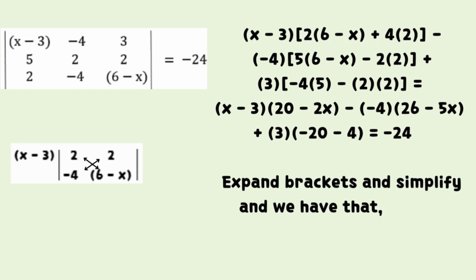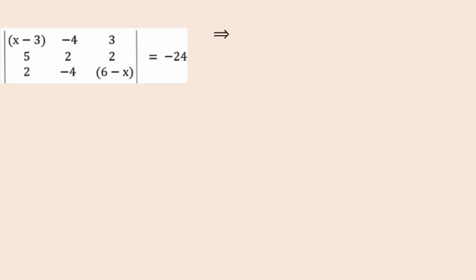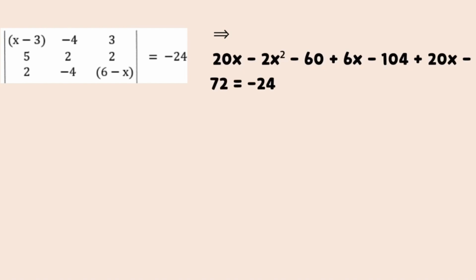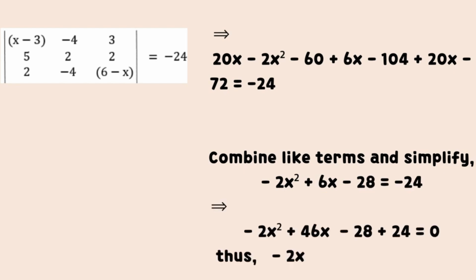Expand brackets, simplify, and we have the result shown on the screen. Combine like terms and simplify further, and we have that the product of negative 2 and the square of x plus 6 times x minus 28 equals negative 24. Thus, the product of negative 2 and the square of x plus 6 times x minus 4 equals 0.